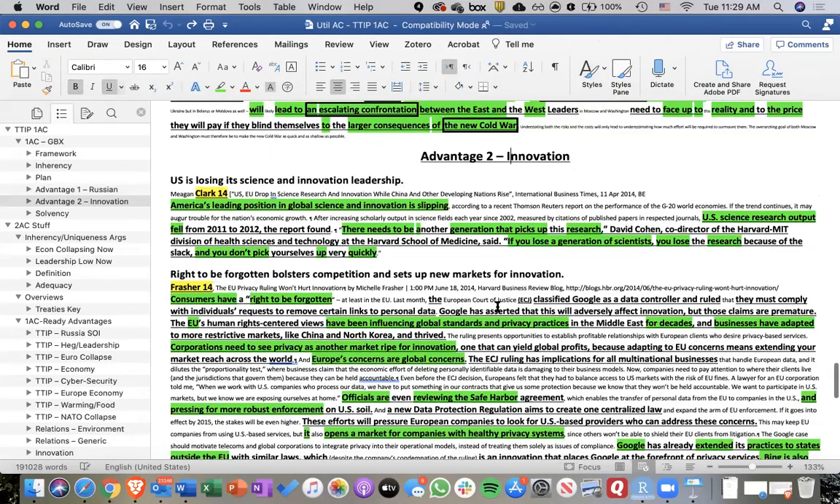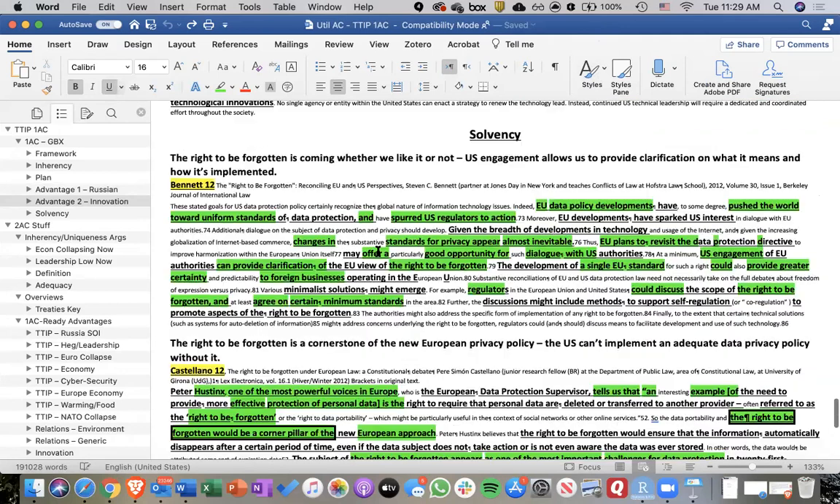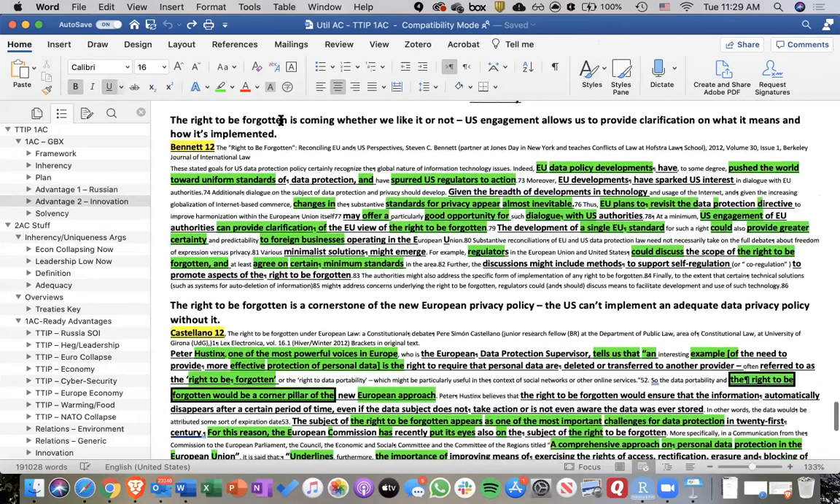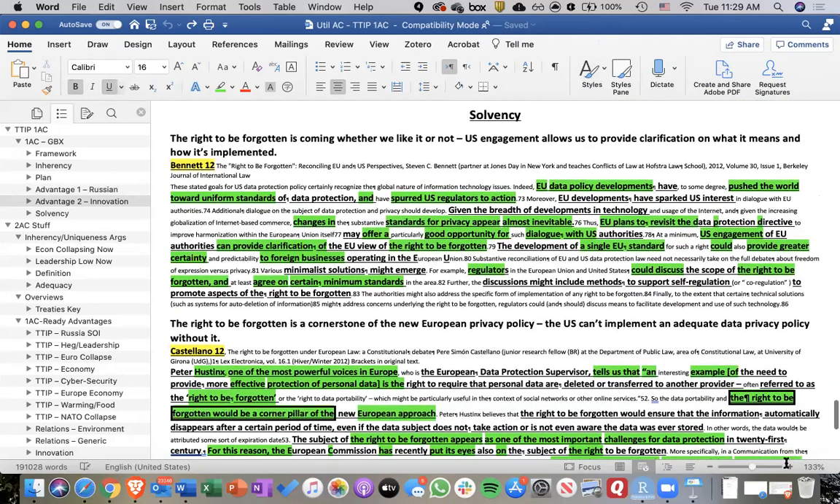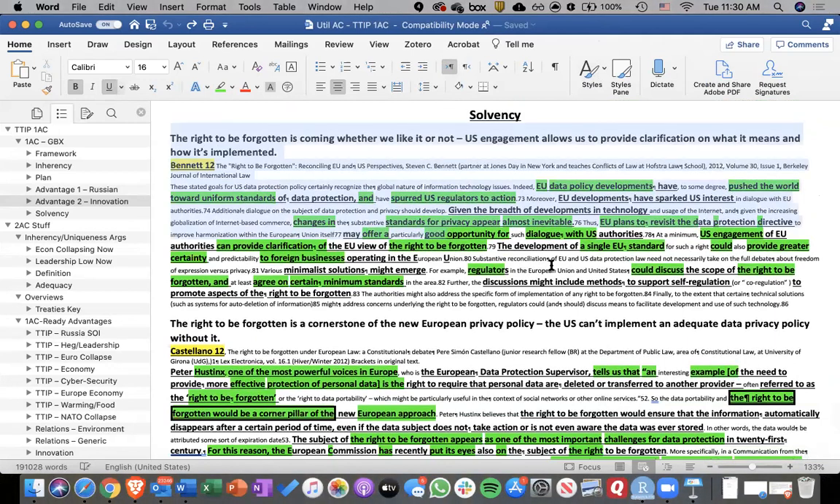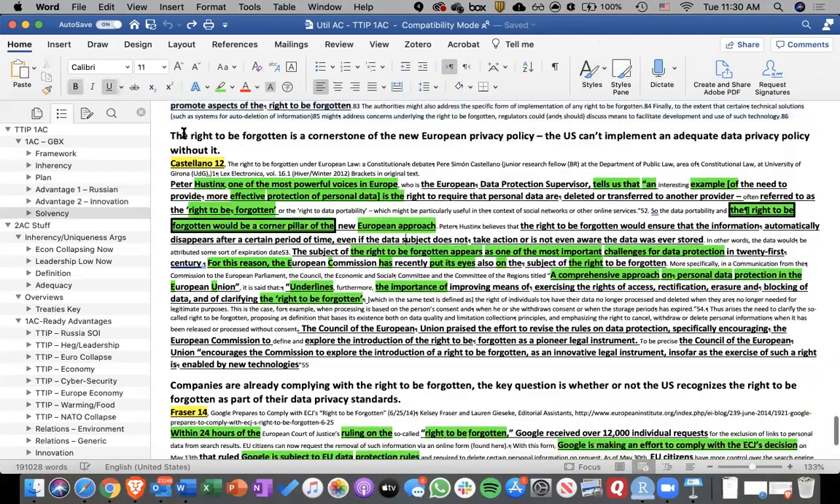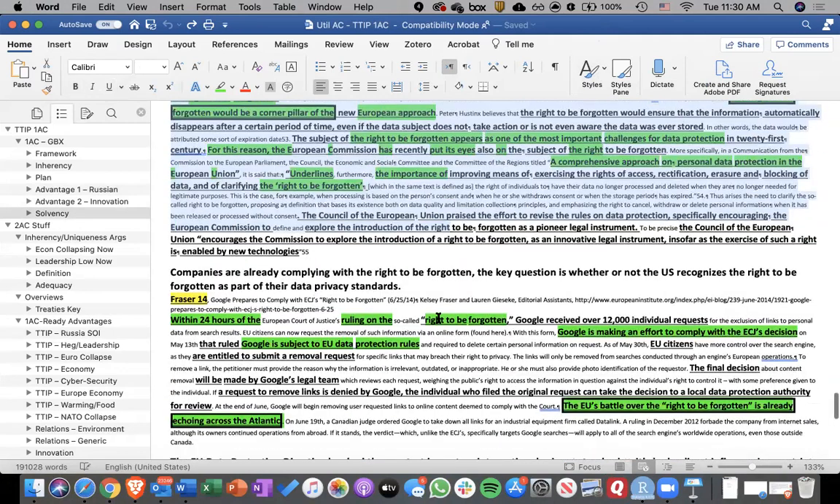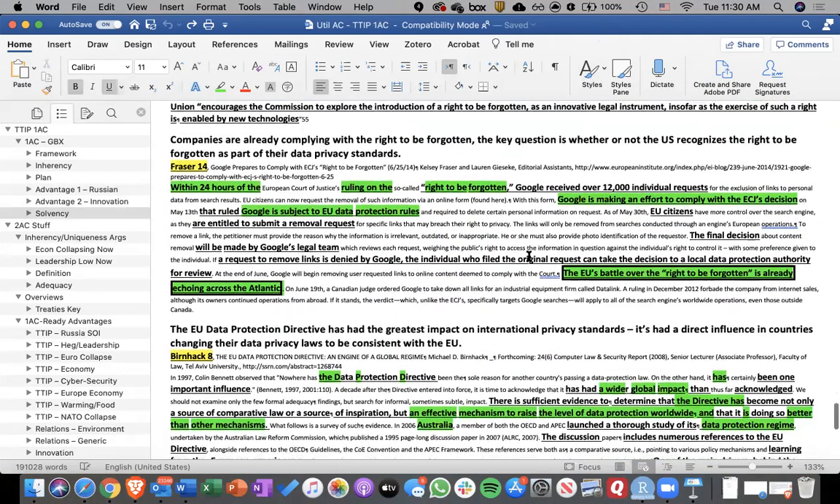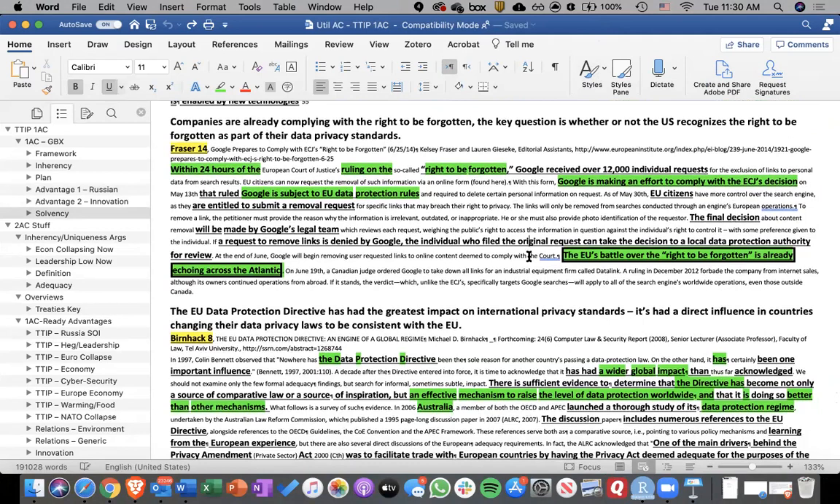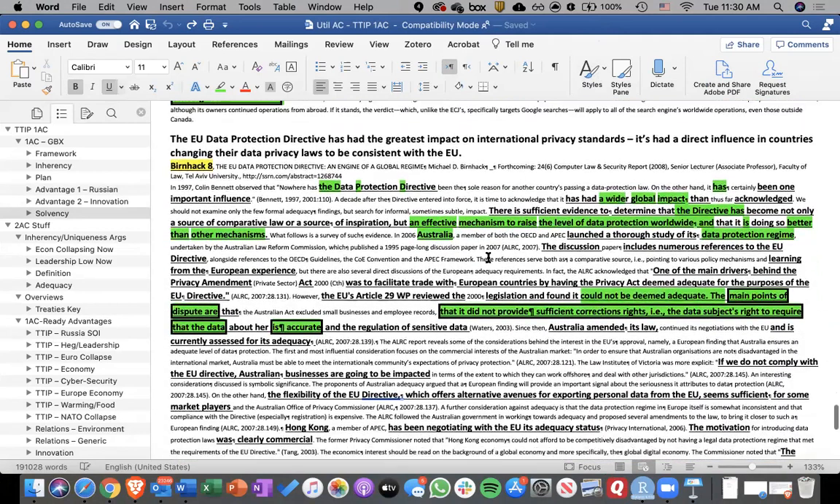Okay, I saw some in the chat. This is a second advantage really quickly. I'm not gonna go through all of that. Last thing I wanna just show really quickly though, before I answer a few questions, is the solvency. So here is just a whole section for why the right to be forgotten is necessary, and also why the US is able to implement it in a certain sense.